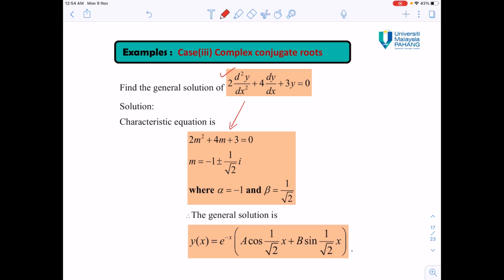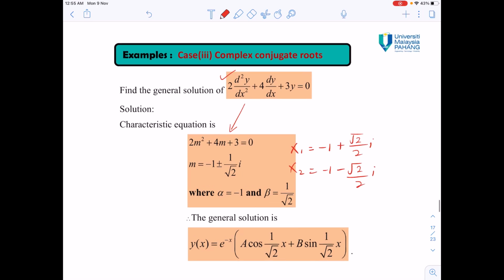Remember that just now we have x1 equals to minus 1 plus square root 2 per 2i, isn't it? And x2 equals to minus 1 minus square root 2 per 2i. So actually when you combine, square root 2 per 2 is actually 1 per square root 2. Please discover this one yourself.